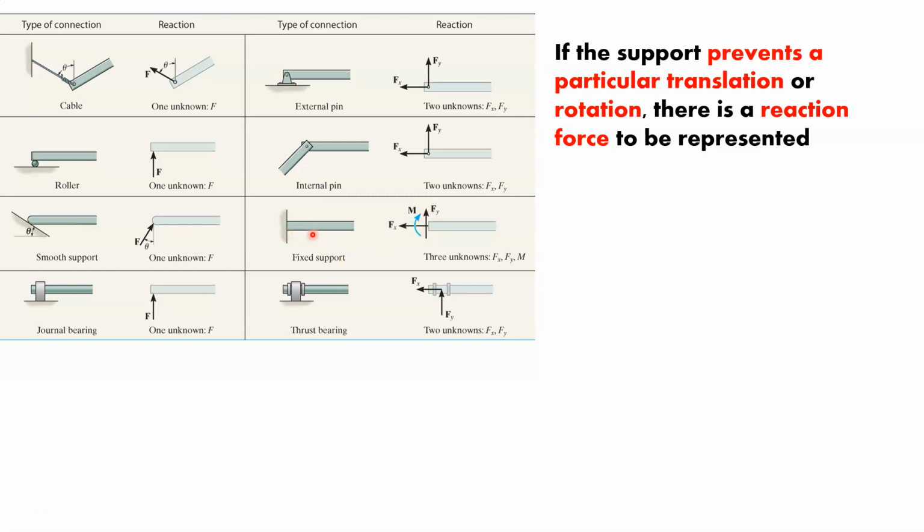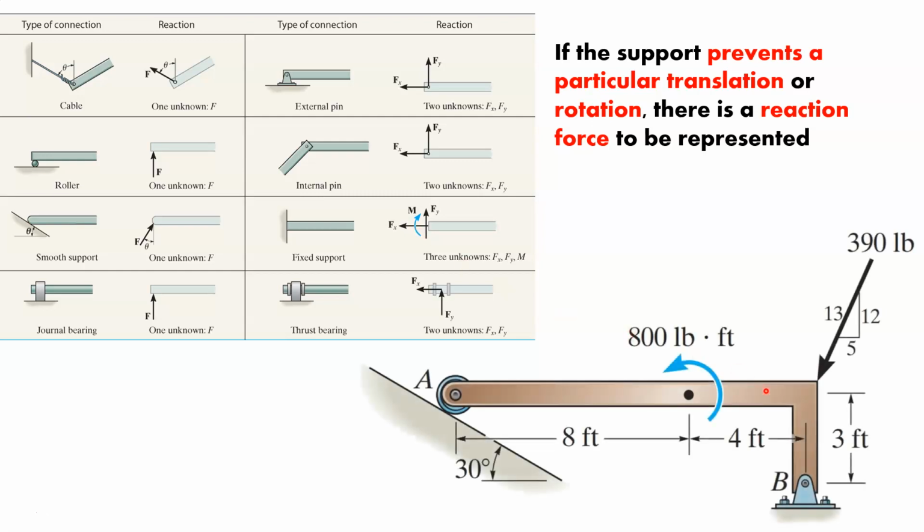And because of the way it's fixed, it also prevents a moment. So there is a moment reaction. So that's what the different supports are showing you. If we look at this image that we had before, we can start to try and put together what's going on with these support reactions.